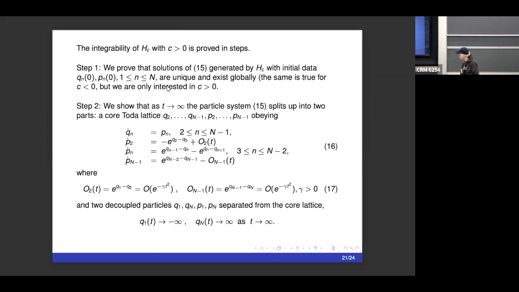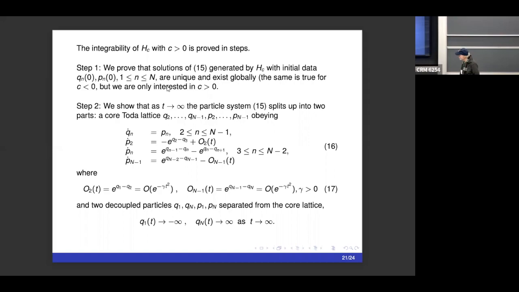In step two, we show that as t goes to infinity, the particle system 15 splits up into two parts: a core of particles 2 to n minus 1, obeying the following equations, the q_n dots. They look almost like the open Toda lattice, except p2 dot is given by the free part plus some error term, O2 of t, and similarly for p_{n-1}. So if O2 was 0 or O_{n-1} was 0, you would have the open Toda lattice of particles 2 to n minus 1.